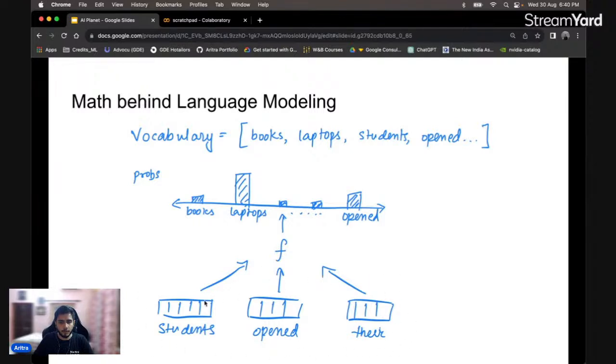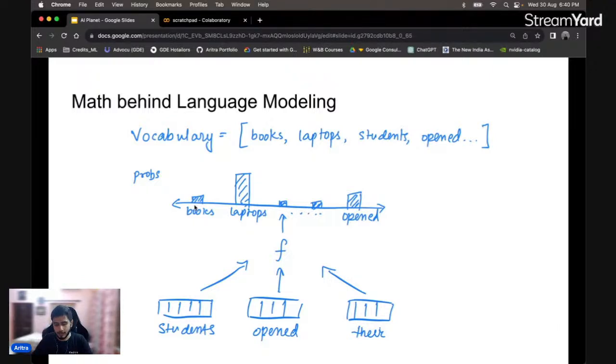Once you give all of this prefix into this function, the function is bound to give you a probability distribution over the entire vocabulary, so that you can sample out the word that has the biggest probability which is mapped to it.